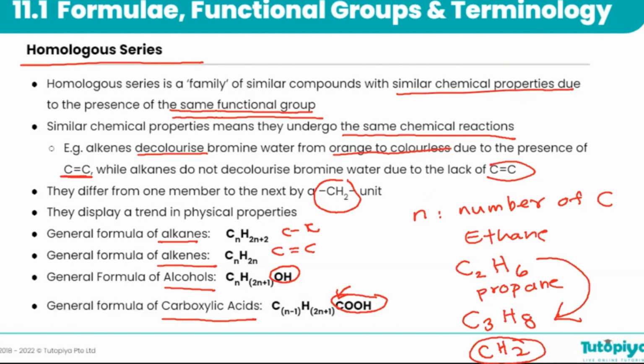Now, although the different compounds in a homologous series don't have the same physical properties, because the physical properties depend on the number of carbons in the carbon chain, in the same homologous series the physical properties would share the same trend. Of course, it won't be the same like chemical properties, but they would have the same trend.